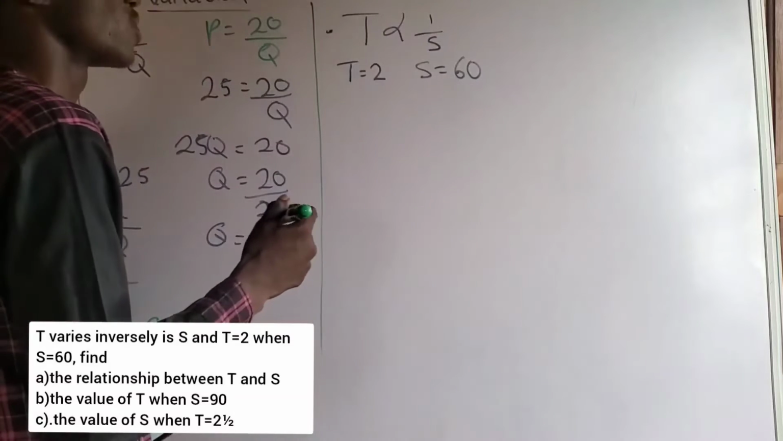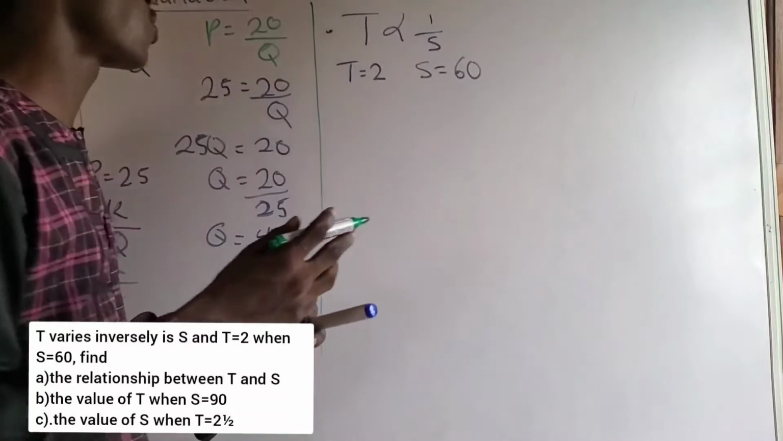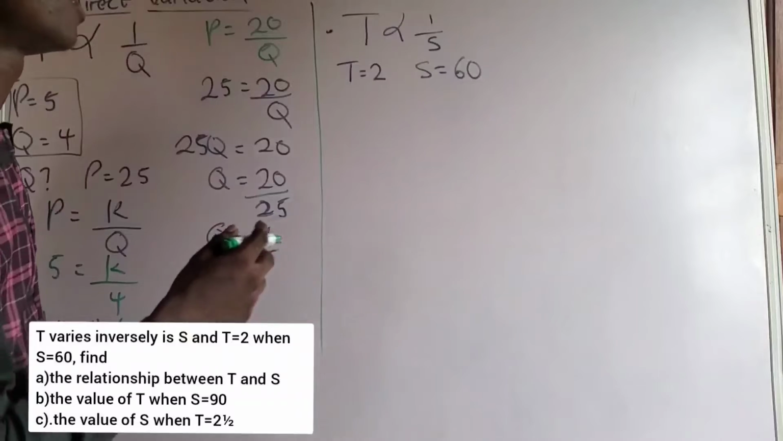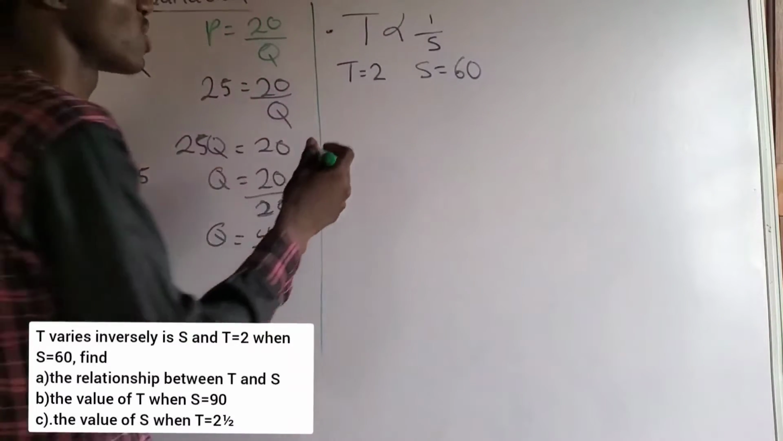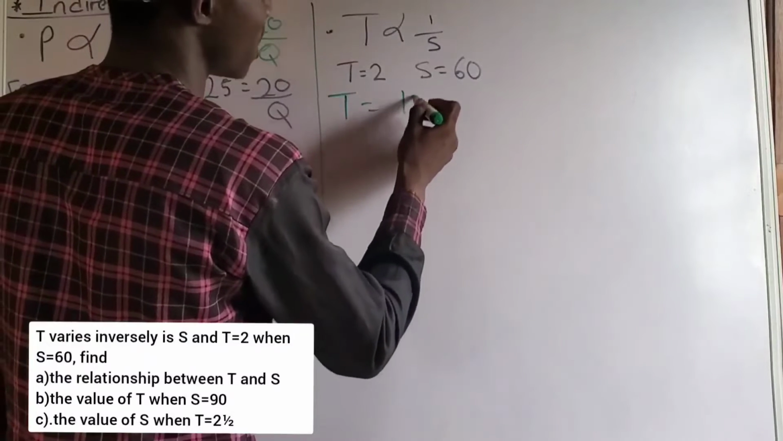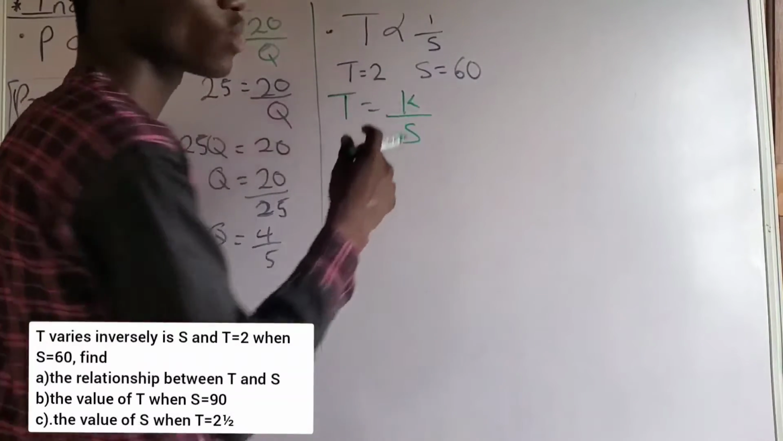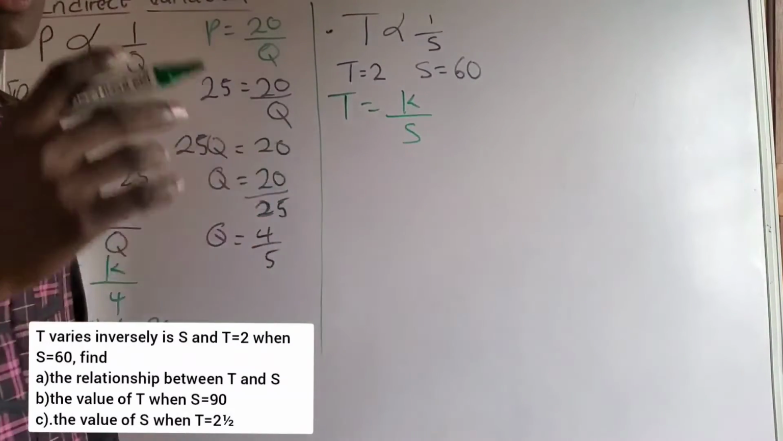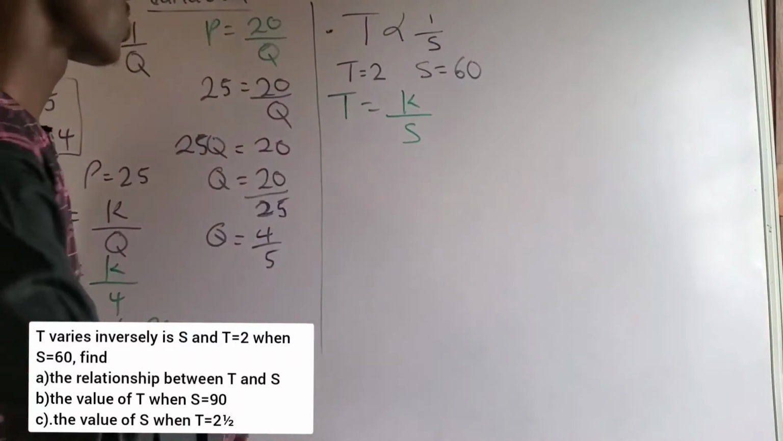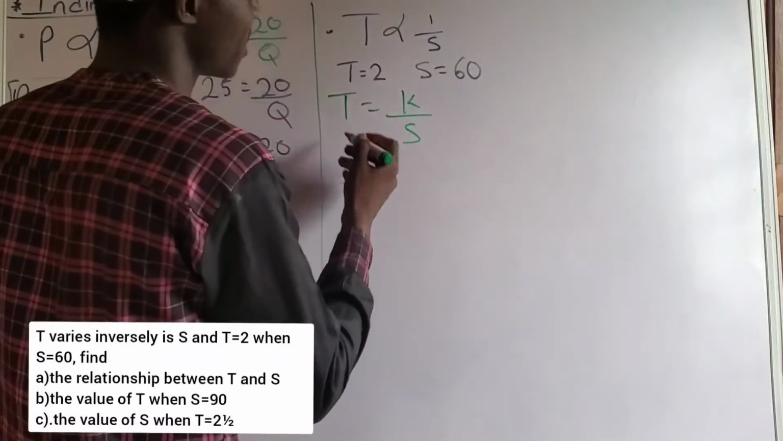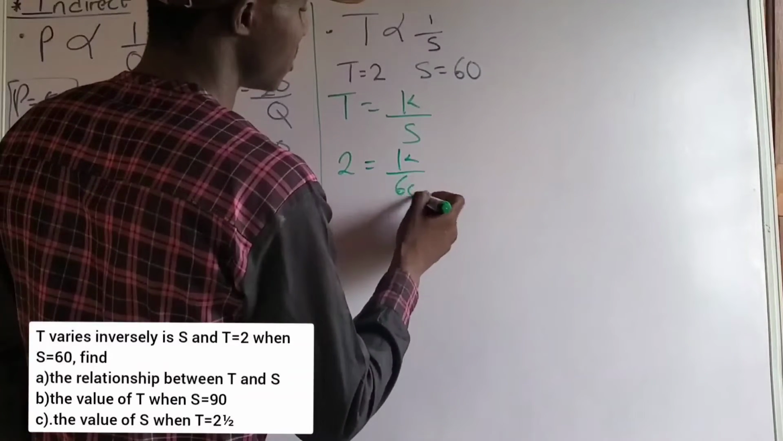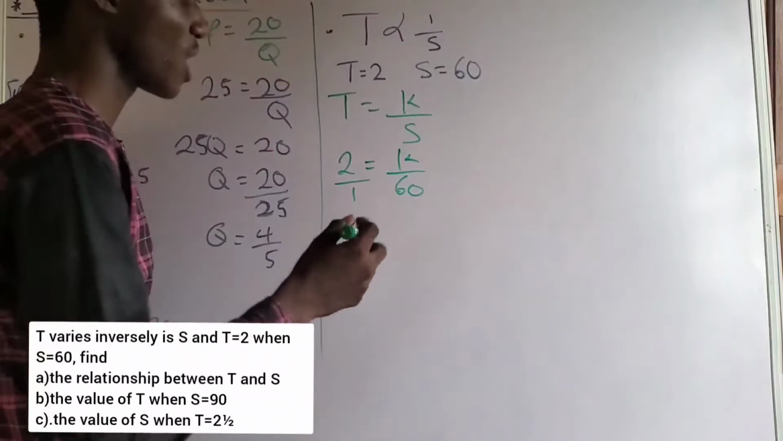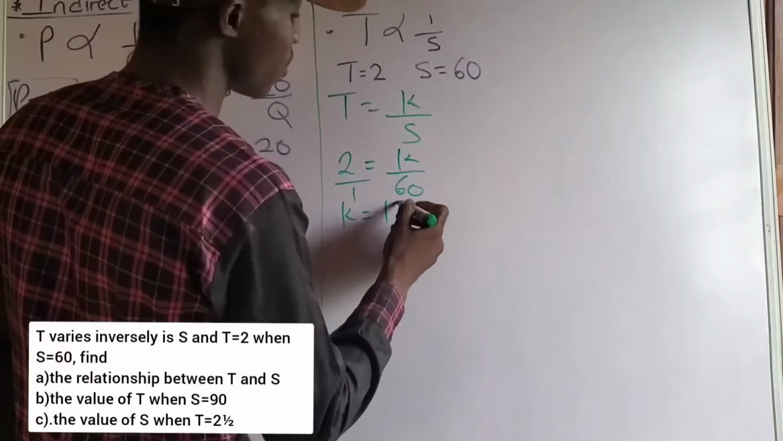Okay, now to get the relationship, to get the equation connecting T and S, the first step is that we have to change this variation sign to an equals to sign. Okay, so I'm going to have T equals to K all over S. That is K times 1 over S. K times 1 over S is also the same thing as what? K over S. So I'm going to have T equals to K over S. Now T is 2. So I'm going to have 2 equals to K over 60. If you take the cross product, you're going to have K equals to 120.